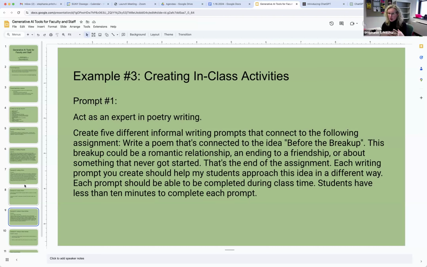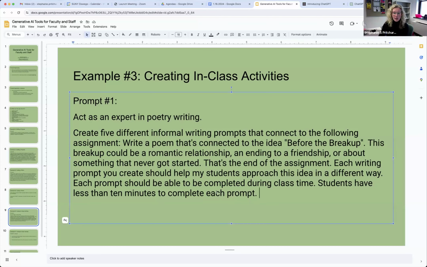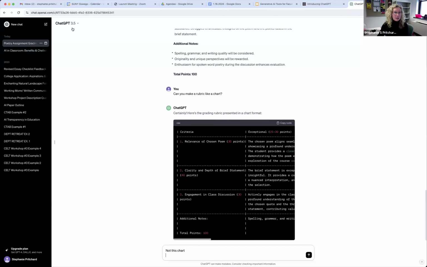And then I say to it, as part of the instructions, every prompt should be able to be completed during the class time that I allow. They have less than 10 minutes to complete each prompt. So I'm going to take this and put it into the AI and see what it does.